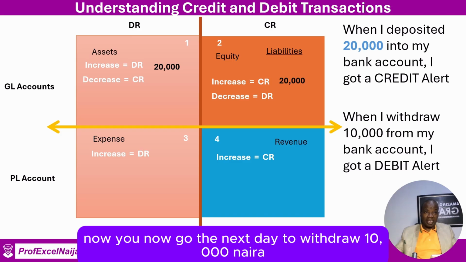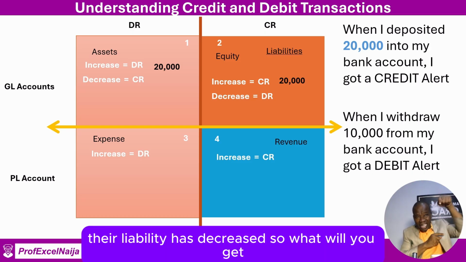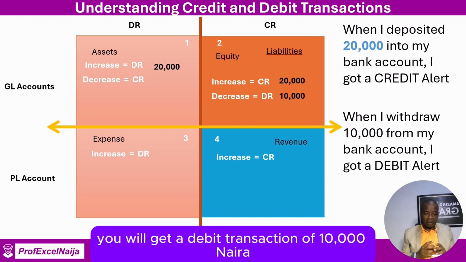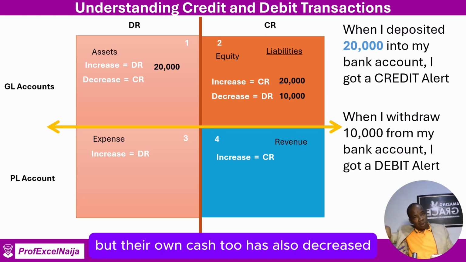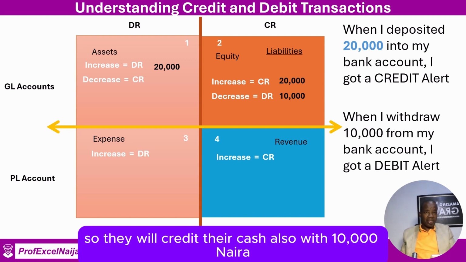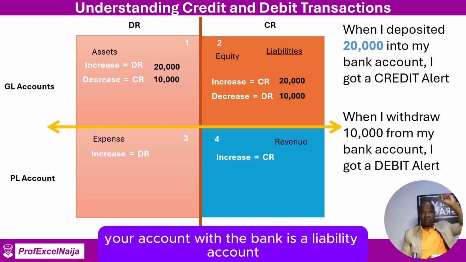Now, you go the next day to withdraw 10,000 naira. You know what has happened? Their liability has decreased. So what will you get? You will get a debit transaction of 10,000 naira. But their own cash has also decreased, so they will credit their cash also with 10,000 naira. So that's the way it works. Just know that your account with the bank is a liability account.